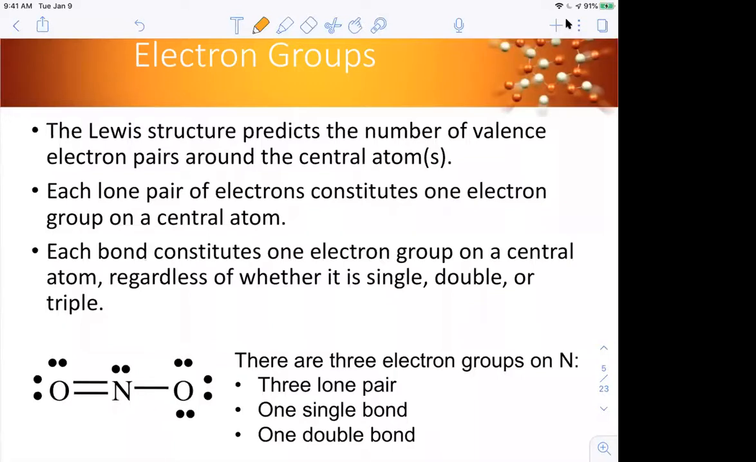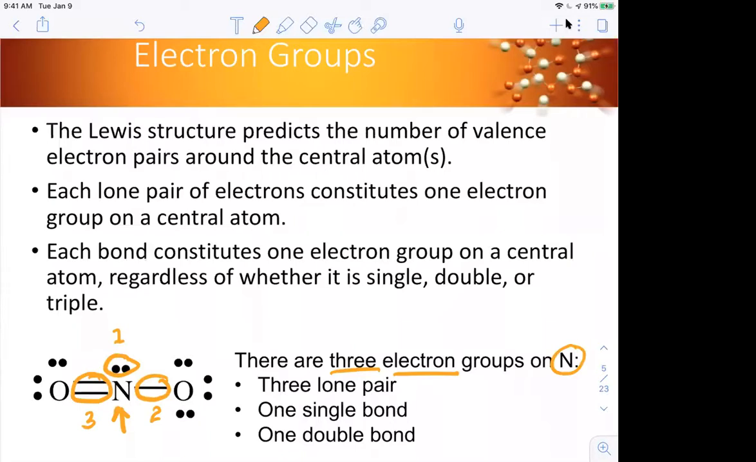So for example, if I draw this molecule for NO2, this is my central atom. I have a lone pair, which is 1 electron group. I have a bond, which is the 2nd electron group, and I have a double bond, which is the 3rd electron group. So I have 3 electron groups around that central atom nitrogen.